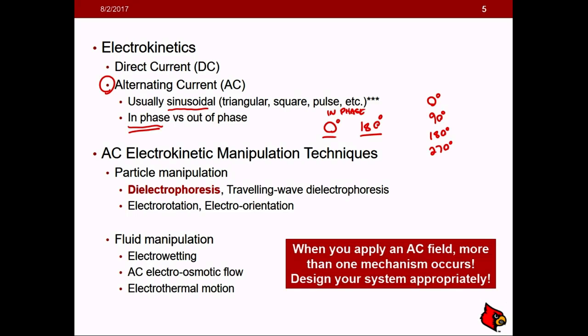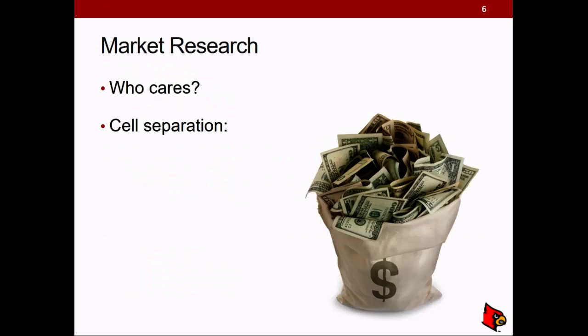for the primary reason that when you apply an AC field, more than one mechanism occurs. Now you want to design your system appropriately so whatever mechanism you are trying to achieve will dominate over the other mechanisms. But that's where the design and understanding at least the scaling laws of these physics come into play. So once you have a good fundamental understanding of the physics, you can design your system appropriately, whether you want dielectrophoresis or other physics to complement the goals of your device.